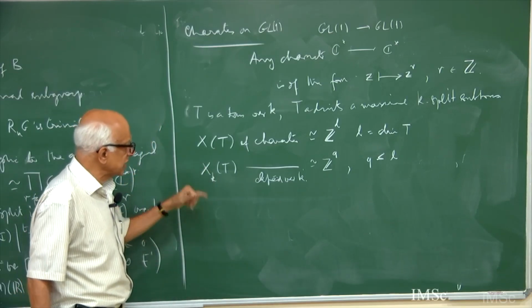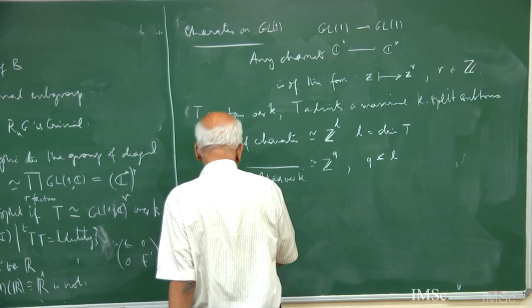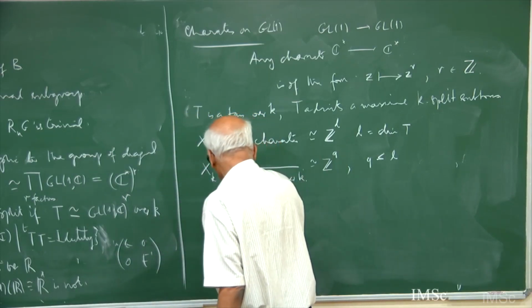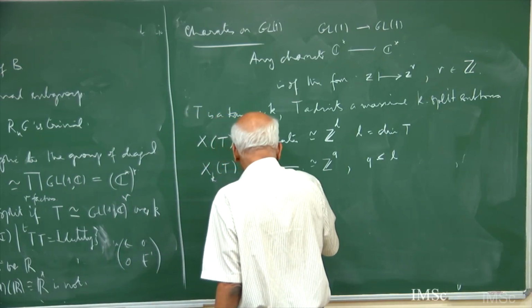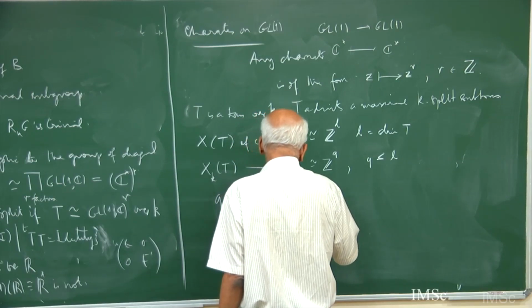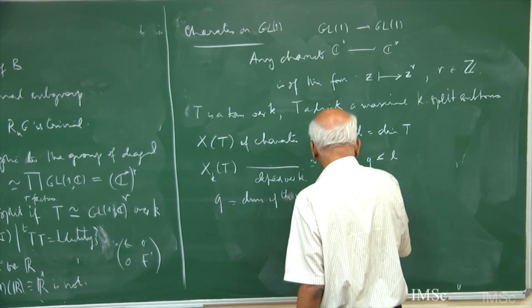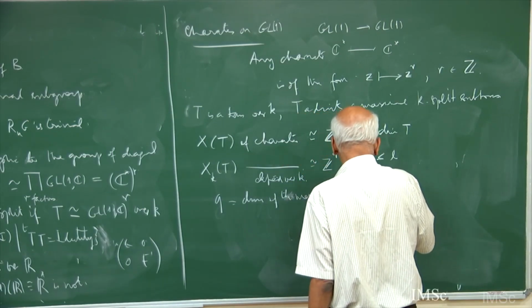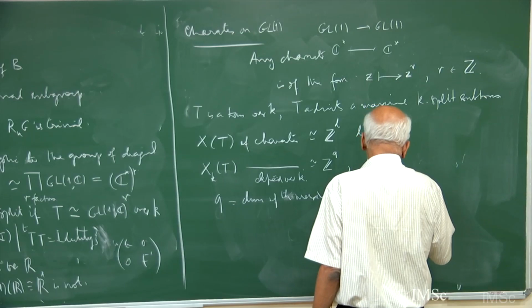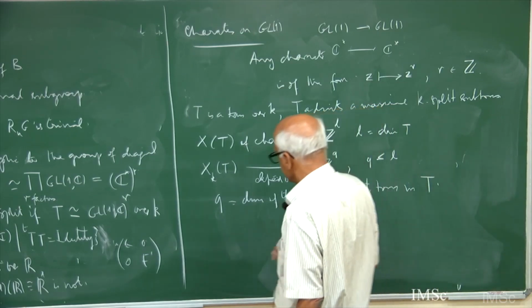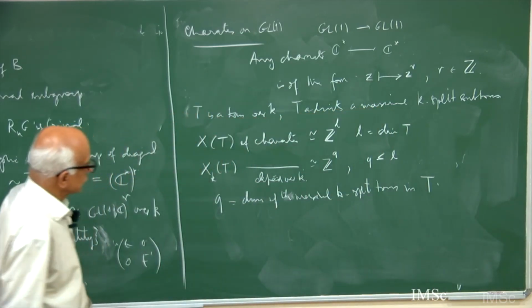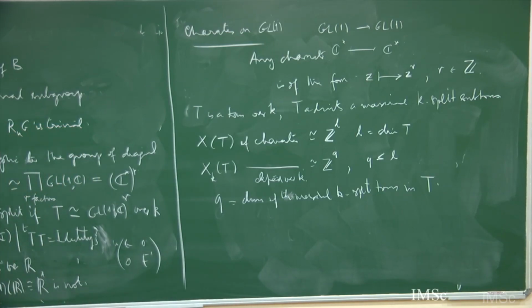And it's not difficult to see that this is the same as this. q is the dimension of the maximal k-split torus. Basically, the tori can be understood in the following fashion.